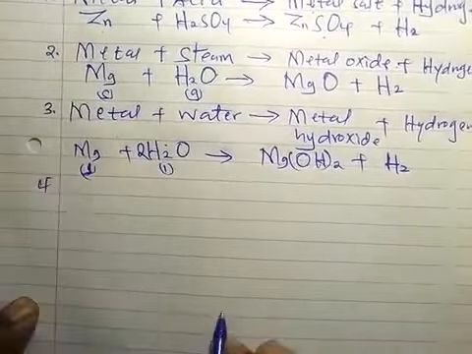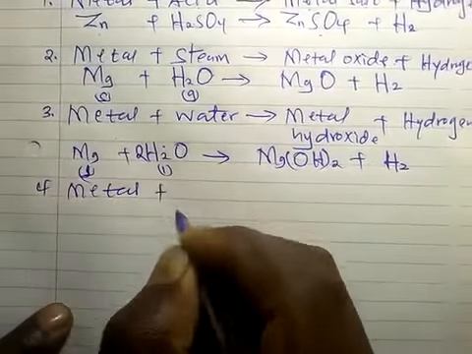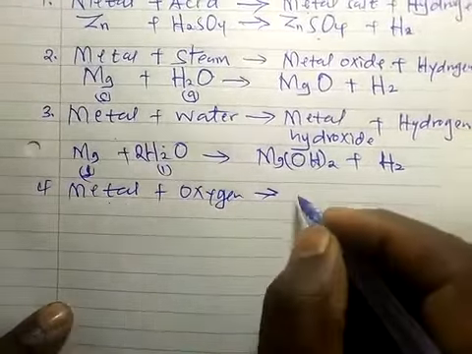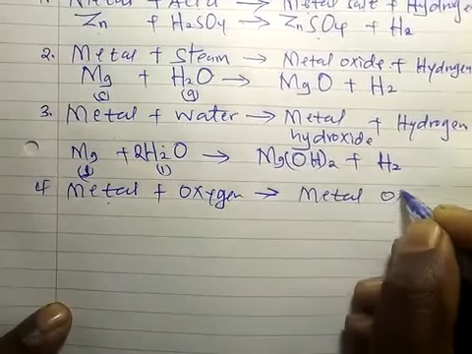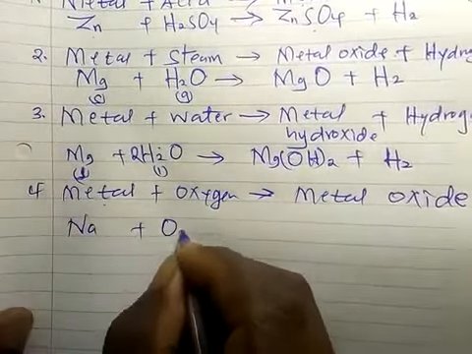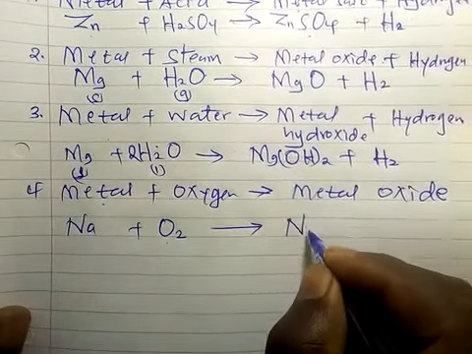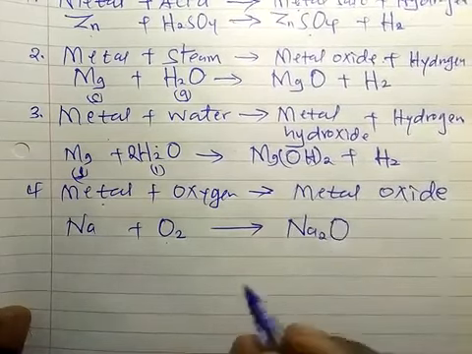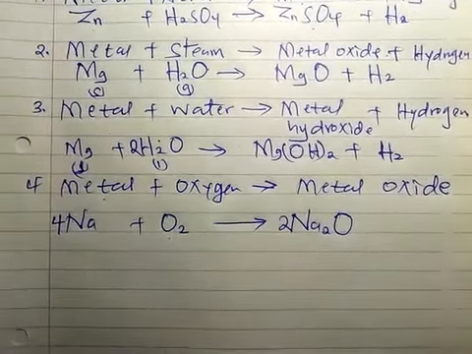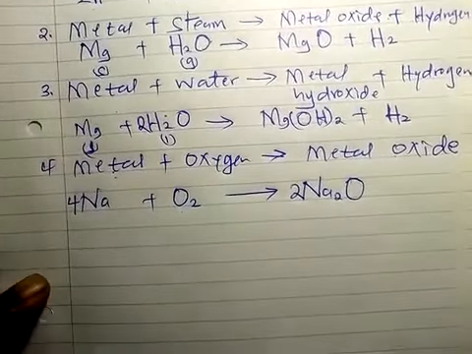Number four, metal plus oxygen. A metal plus oxygen, we just get the metal oxide. For example, sodium plus oxygen. This one is a gas, this one is a solid. What does it form? It forms sodium oxide. Simple as that. So if you know that a metal plus oxygen gives you this, then you won't go wrong.